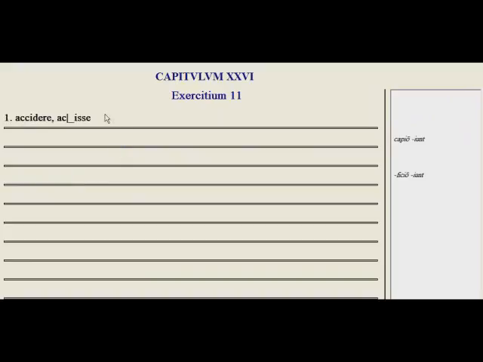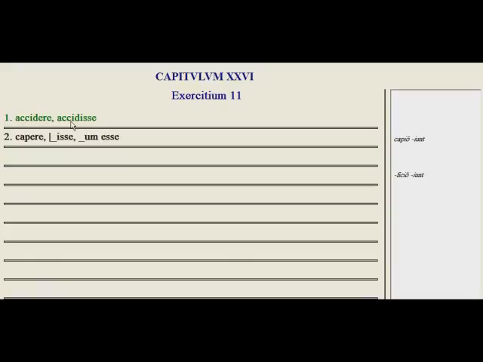Here we have practice with all of our principal parts of verbs. And again, I strongly suggest and urge that you create flashcards or some kind of a worksheet where you have the English on one side and then these verb forms on the other. So accidere, to happen. On the other side, you'd have accidere, accidi, accidisse.